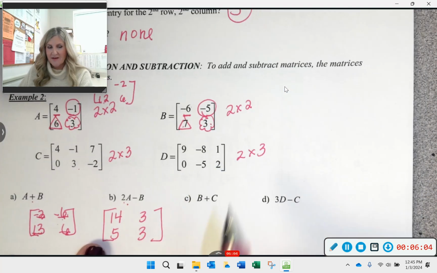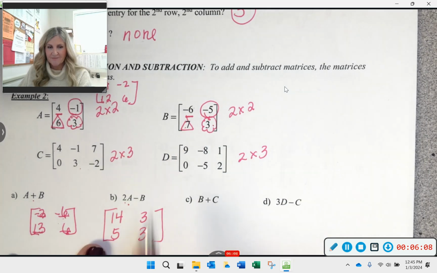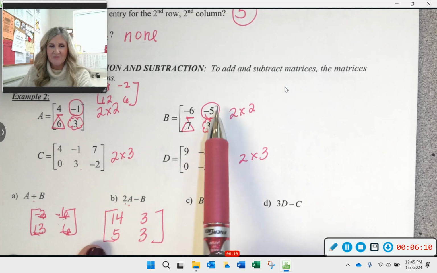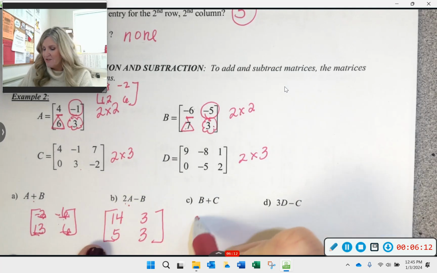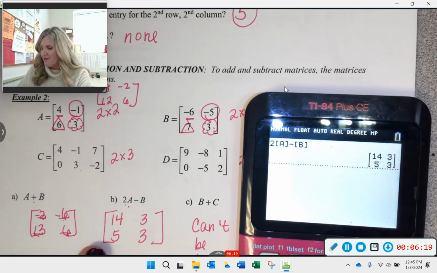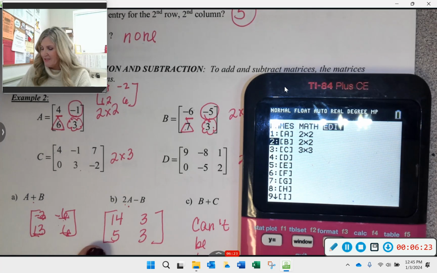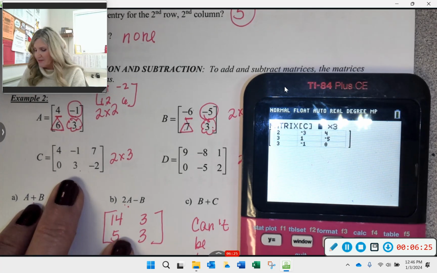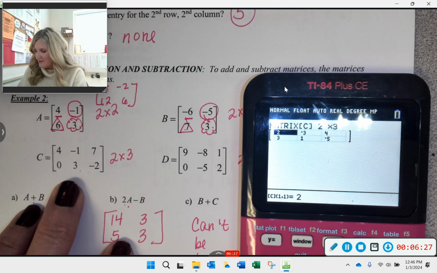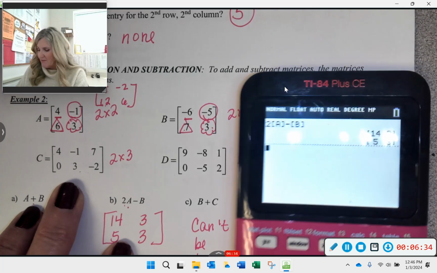Okay, now it's asking us to add B plus C. What do you think? Well, we just said up above they have to have the same dimensions, and they do not. So this can't be done. And if we try to do it on our calculator, I'm going to go back to my matrix, edit my matrix C, and put it in quickly, 2 by 3, typing it in.